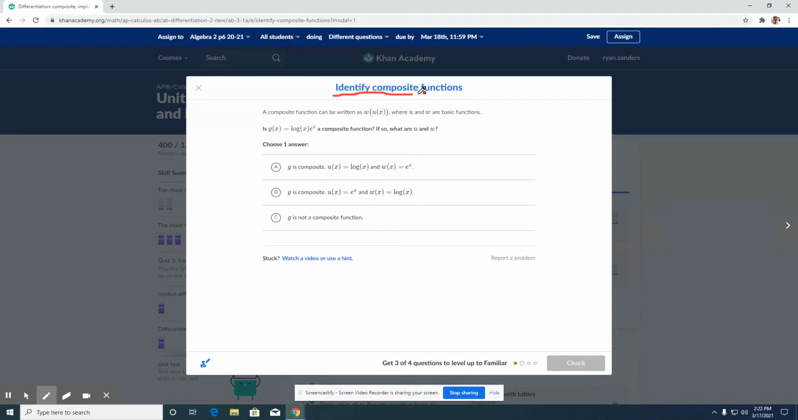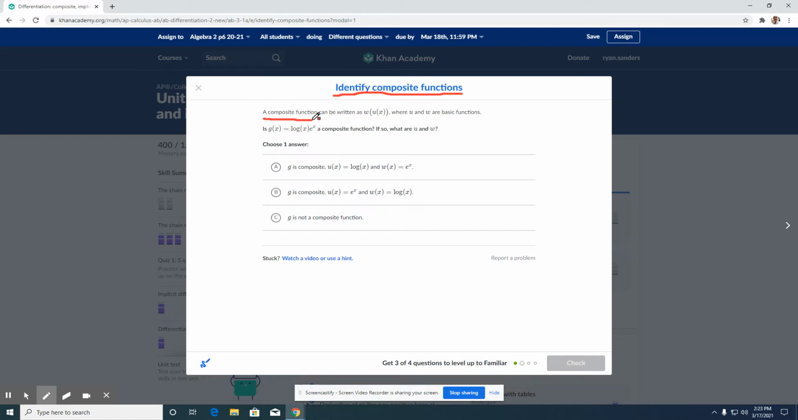We are trying to identify composite functions. Composite, in math, means one function inside the other. So when we look at this, they give us an example here. Let's just go ahead and read it.